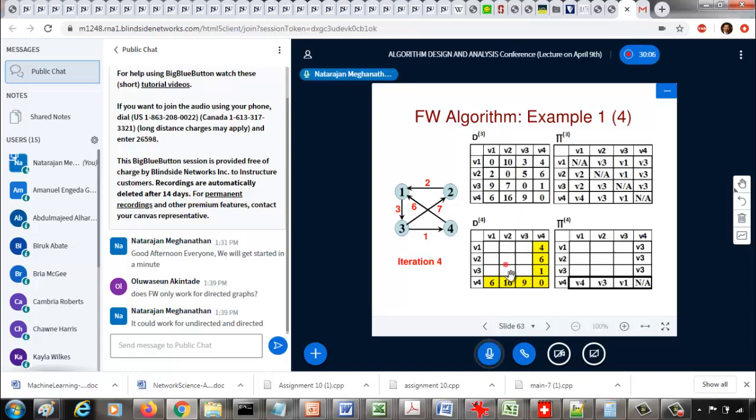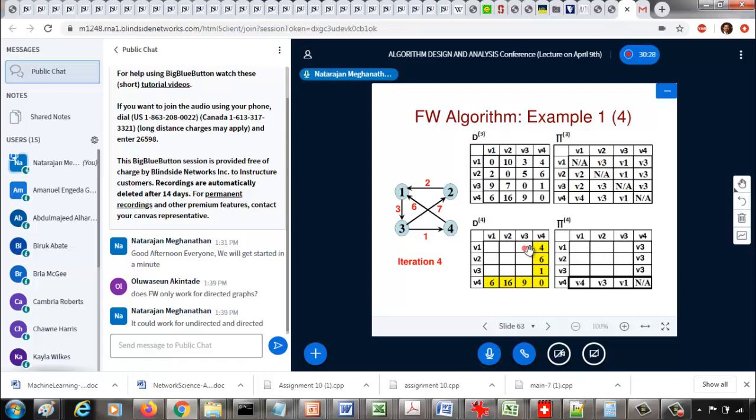So for that, draw the horizontal line, which is 4, and the vertical line is 16. So 16 plus 4 is 20, not less than 10. So we stay with 10 as the distance from V1 to V2, and V3, whatever is the predecessor entry here, it will also be the predecessor entry here, V3.